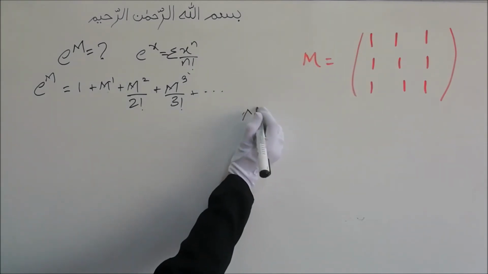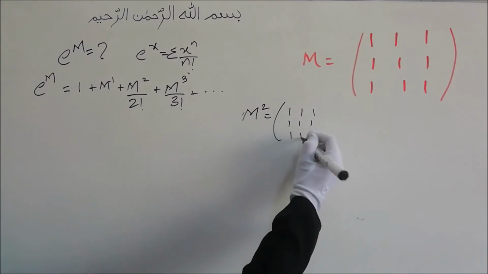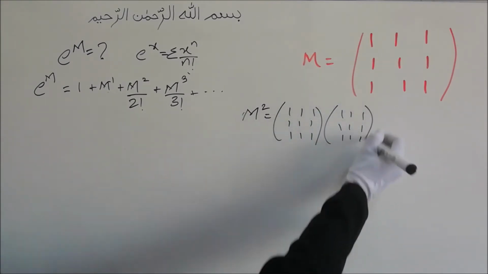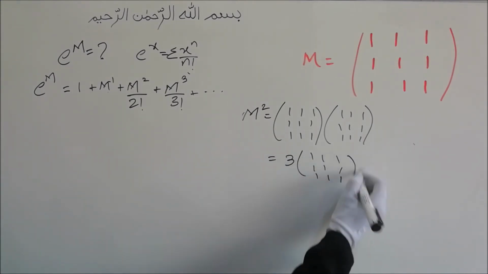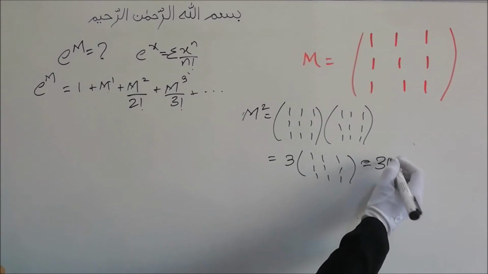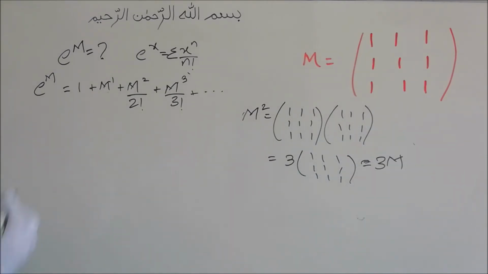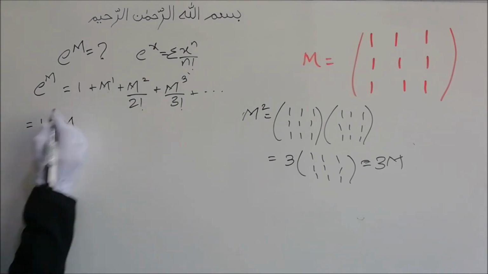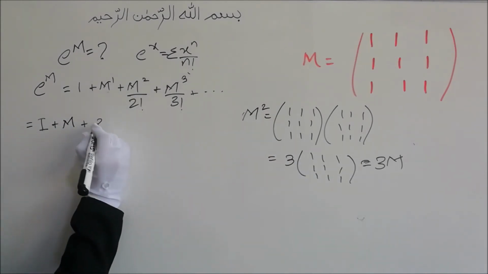What is m squared? m squared is the matrix of all 1s multiplied by the matrix of all 1s, which comes out to be 3 in every entry. That is nothing but 3m. This is m, right? So we get 3m. So this I can write as 1, which can be written as the identity matrix, plus m, plus m squared, which will be written as 3m.